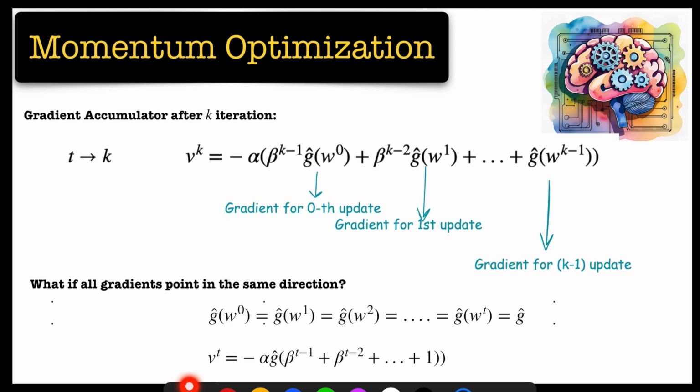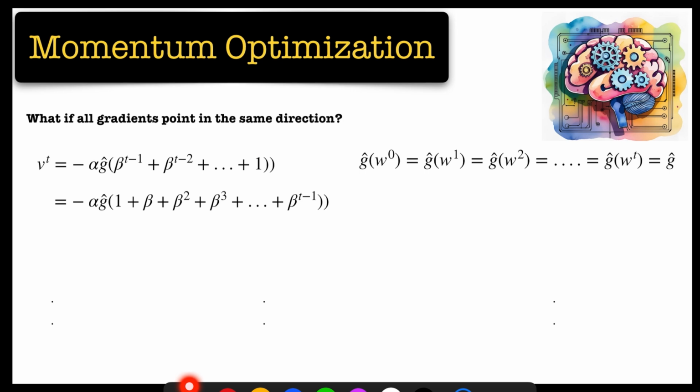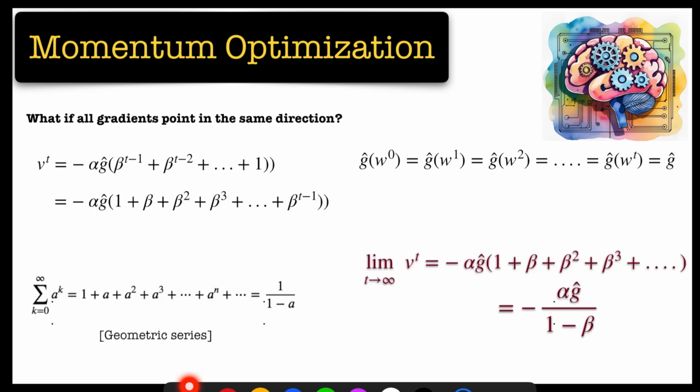So we can write this Vt as minus alpha G hat times beta to the power t minus 1 plus beta to the power t minus 2, till 1. This is the simplified formula we get when all the gradients point in the same direction. Right? So this is what we got. Vt is this, and I just reversed the order: minus alpha G hat times 1 plus beta plus beta squared and so on, when all the gradients point the same way.